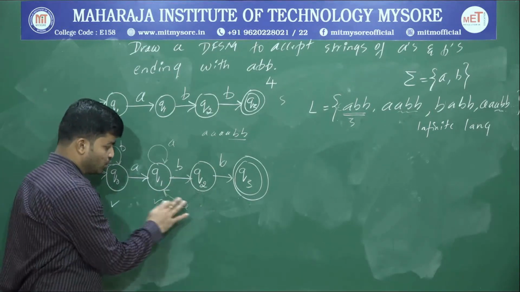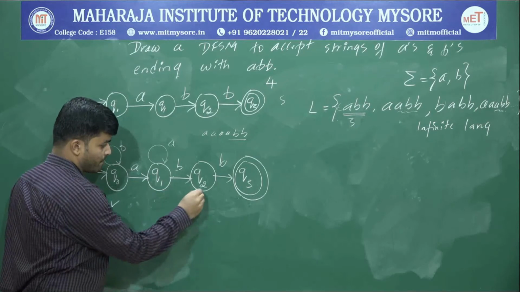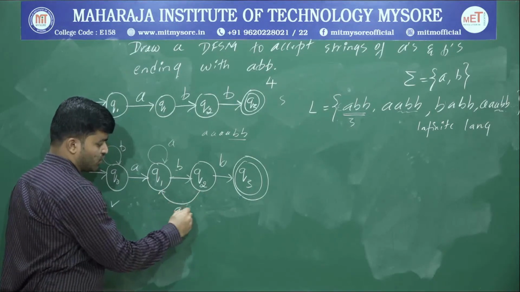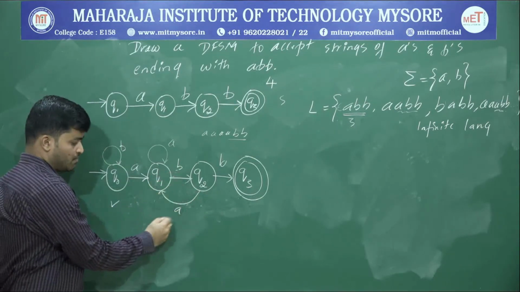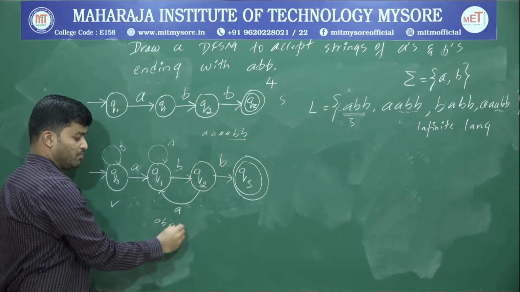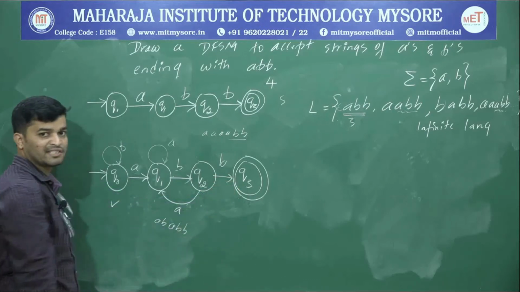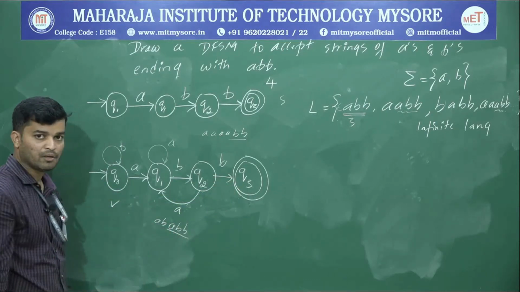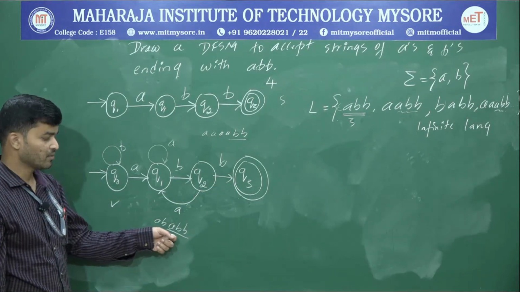So try to connect Q2 upon A to Q1. A, B, A, B, A, B. Again A. So 2 more B's, B, B. So before going to the accepting state, the string is ending with A, B. Therefore, this is a valid string.